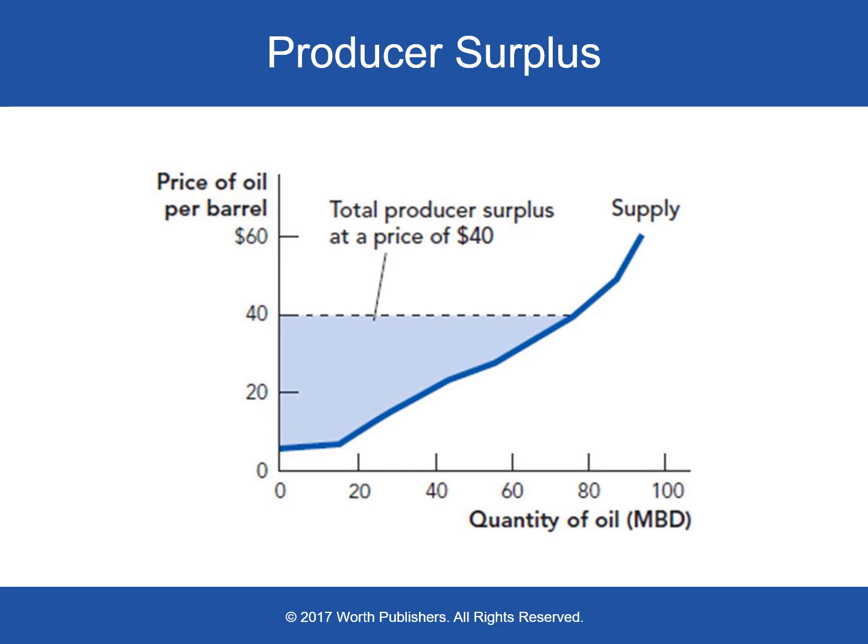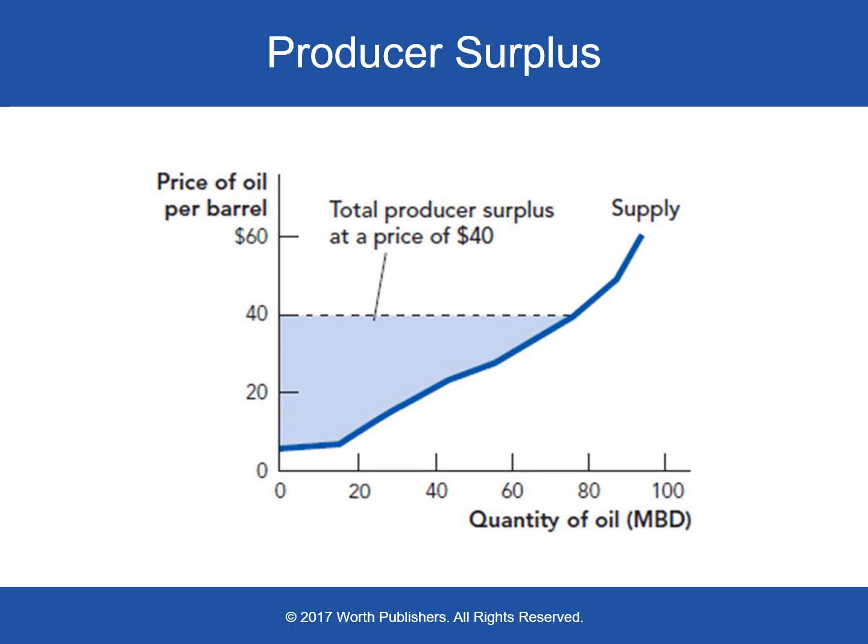Now, one more question. What about beyond the $40 price? When we get up to $41 a barrel, $42 a barrel, then we're into the territory where no producers will produce at all. So that's because they cannot afford to cover their costs.